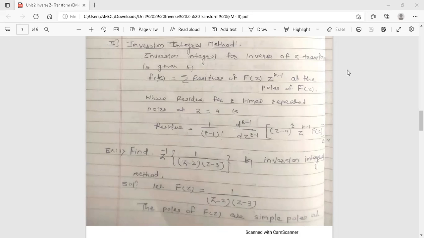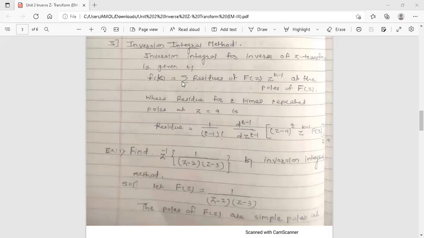Now what is the inversion integral method? The inverse Z transform is given by f of k is equal to the summation of residues of F of z into z raised to k minus 1 at the poles of F of z, where the residue for an r times repeated pole at z is equal to a is calculated by the formula: 1 upon (r minus 1) factorial into the (r minus 1)th derivative with respect to z of the bracket term (z minus a) to the power r into z raised to k minus 1 into F of z, evaluated at z is equal to a. This is the formula to find the residue.